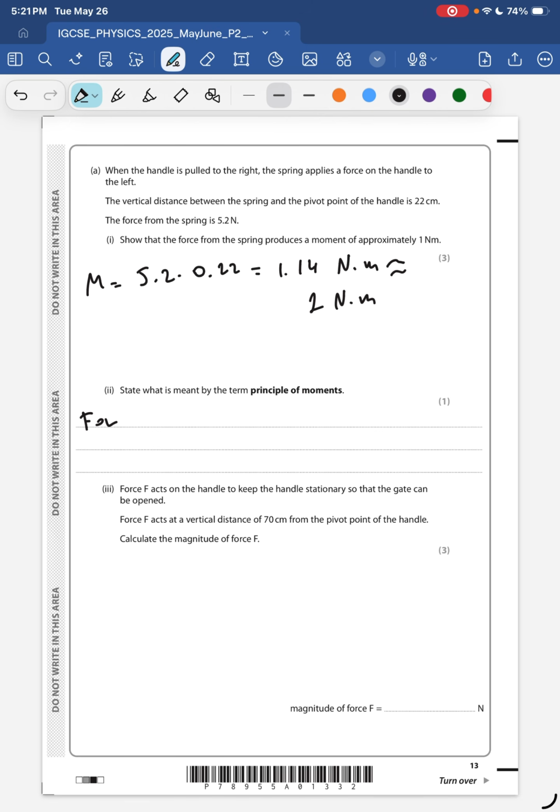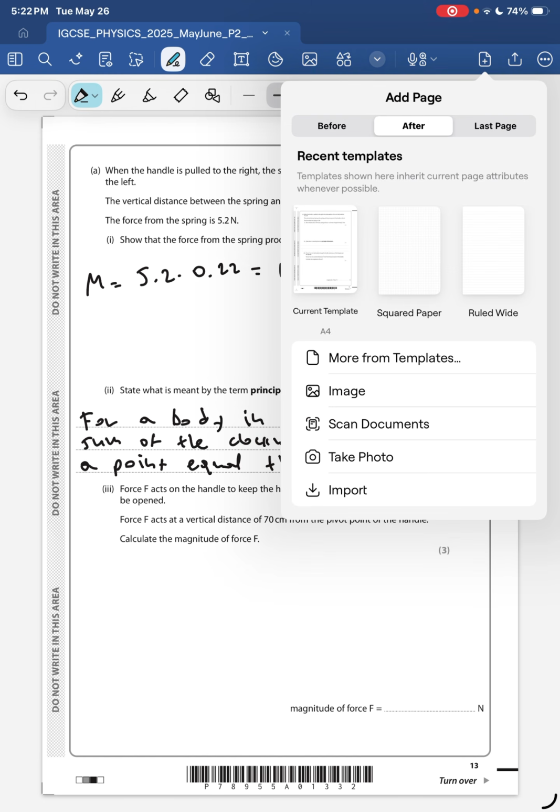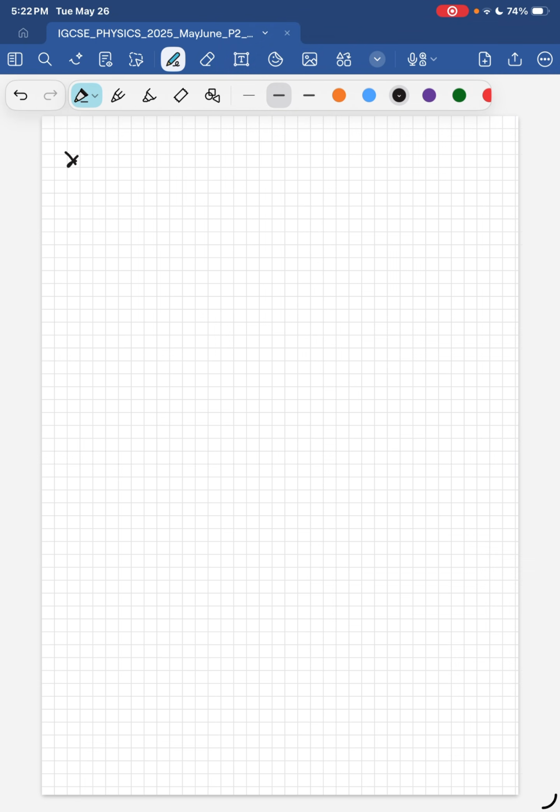So for a body in equilibrium, the sum of the clockwise moments about a point equals the sum of the anti-clockwise moments about the same point.